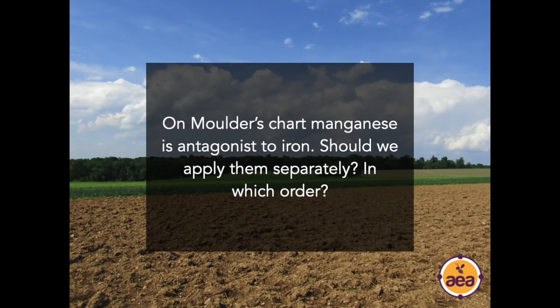Question from Catalin: on the Mulder's chart, manganese is antagonistic to iron. Should we apply them separately? In which order? You do not need to apply them separately as a foliar when they are in the chelated form, because in the chelated form, they don't antagonize each other in the solution or within the plant. And also within the soil, again, it's biologically mediated, and the Mulder's chart in the soil is dependent on chemistry interactions, which we don't want to have happening in our soils. We want to have biologically mediated interaction.